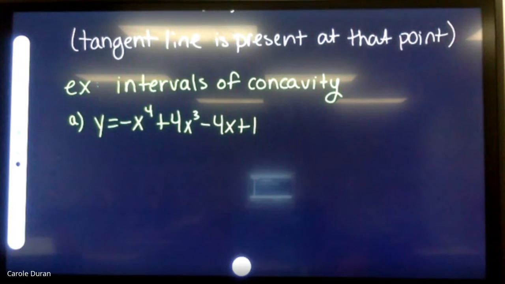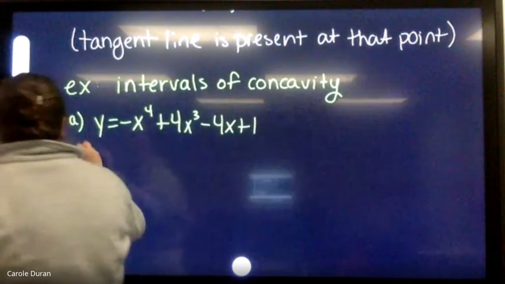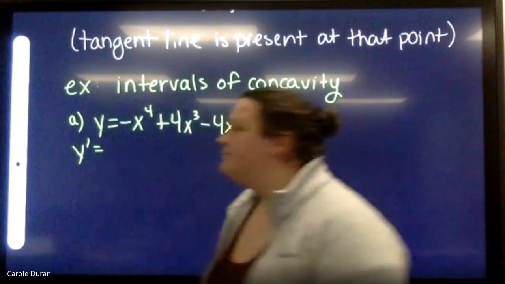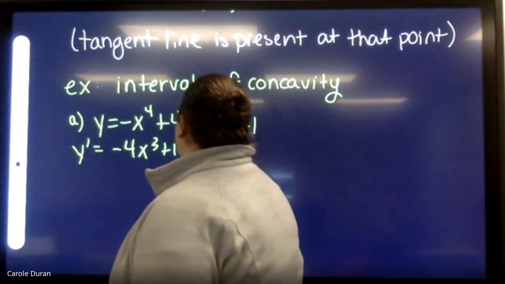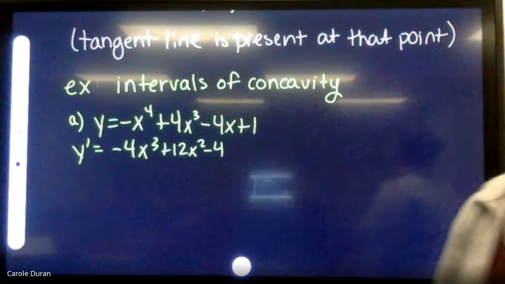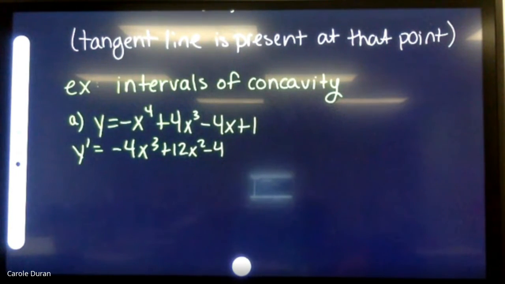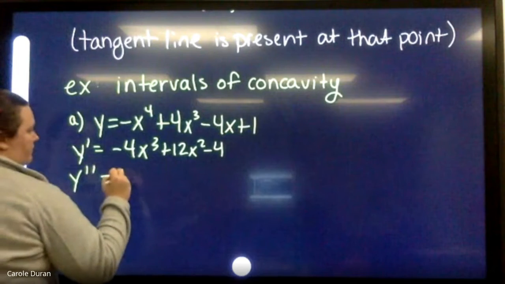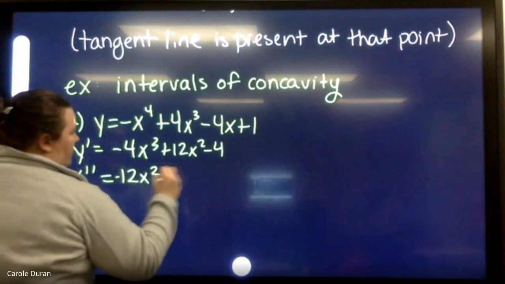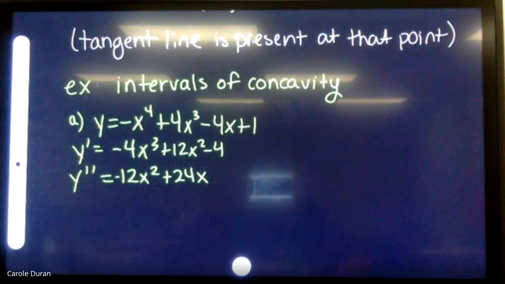So if I'm testing for concavity, which derivative do I need? The second. So I need to take the derivative once, and then I'll take the derivative a second time. So what is my first derivative going to equal here? Negative 4x cubed plus 12x squared minus 4. Perfect. What then will be my second derivative? Negative 12x squared plus 24x. Anybody have any issues with taking that second derivative?